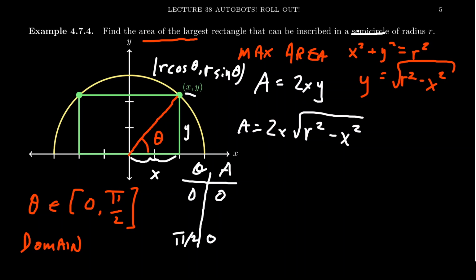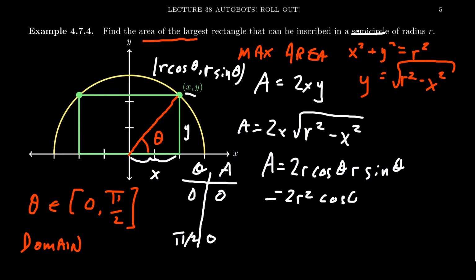And so our area function, if we take 2x, that gives us 2r cosine theta. And if we take y, that's r sine theta. We can rewrite this as 2r squared cosine theta sine theta.